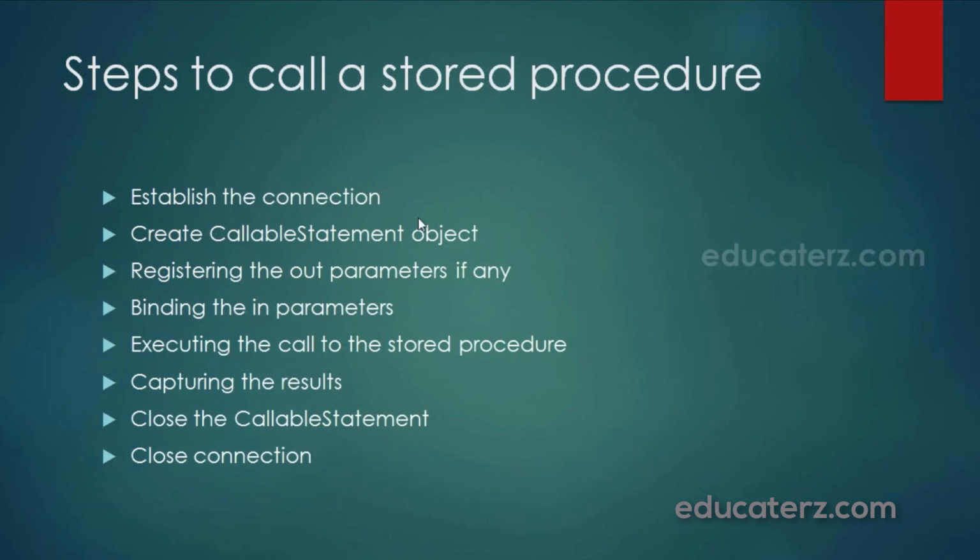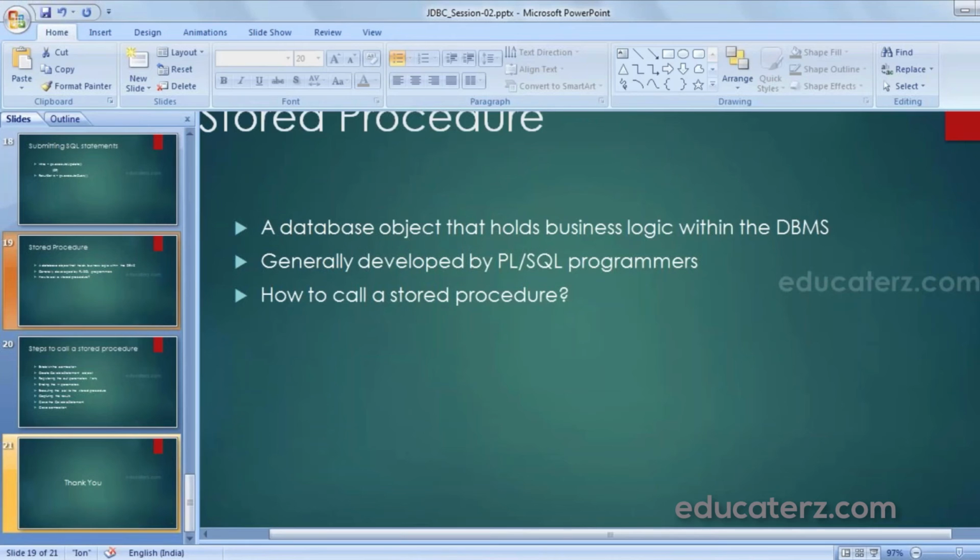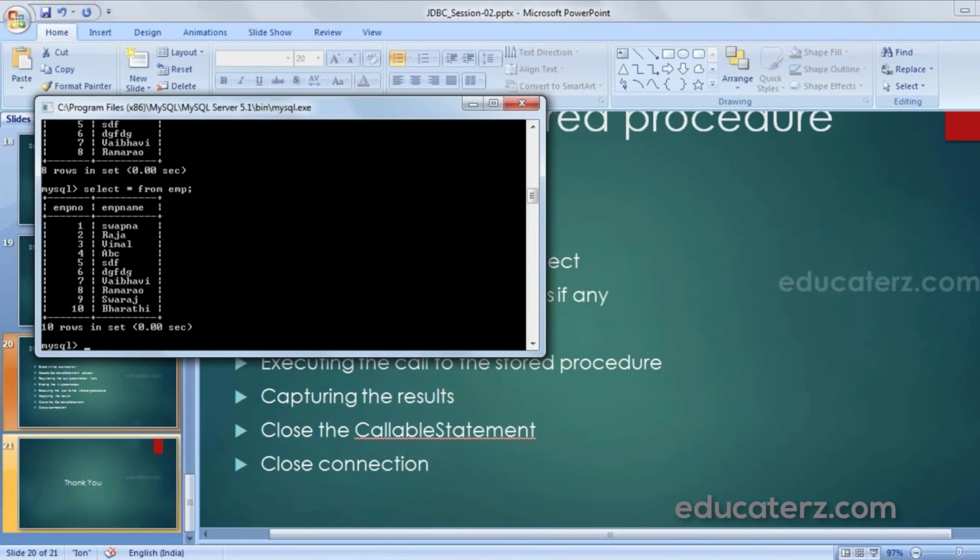First we need to establish a connection, then create a callable statement object, and then register out parameters if there are any, and bind the in parameters, execute the call to the stored procedure, capture the results, and finally close the callable statement and the connection. For that, first I need a stored procedure in the database server. So I just create the stored procedure first.